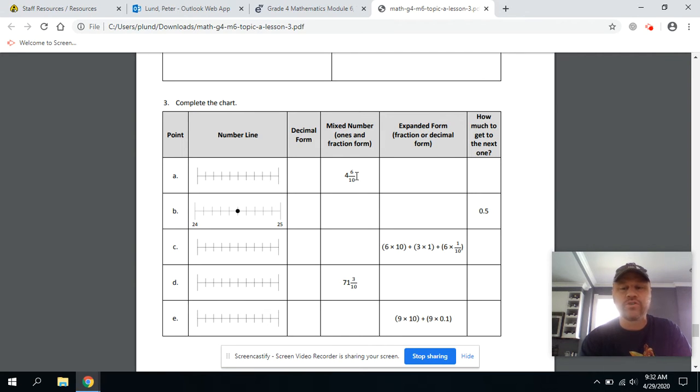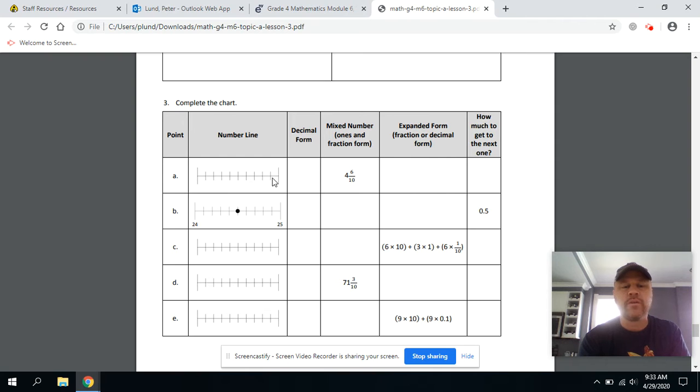4 wholes and 6 tenths was like 4 of those area models shaded in, with 6 tenths shaded in, 6 out of the 10 pieces of the next one. 4 and 6 tenths. Representing this in decimal form, remember, would be 4.6.